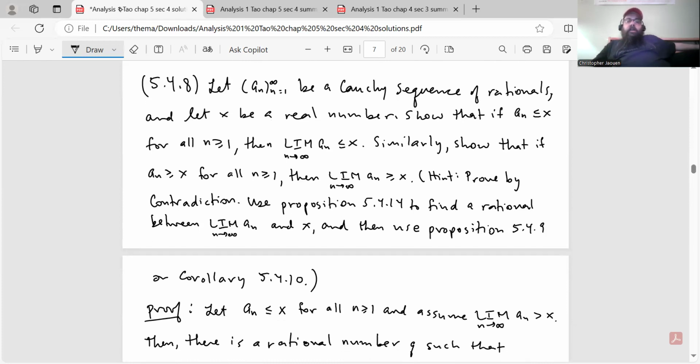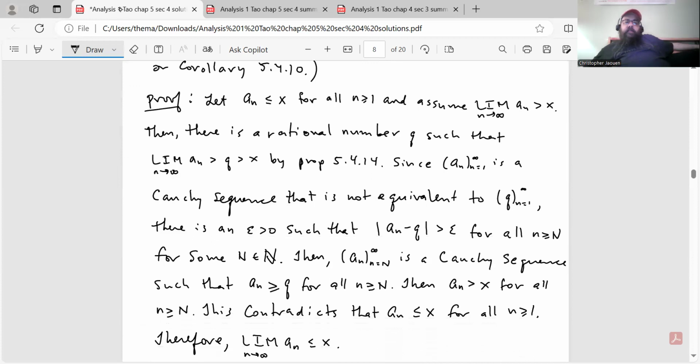Okay, just two more questions for this section. 5.4.8 asks us to prove this statement here. Let a_n be a Cauchy sequence of rationals and let x be a real number. Show that if a_n is less than or equal to x for all n greater than or equal to 1, then the formal limit of a_n is less than or equal to x, and similarly show that if a_n is greater than or equal to x for all n greater than or equal to 1, then the formal limit of a_n is greater than or equal to x. He gives a hint here, which I'll read out: prove by contradiction. Use proposition 5.4.14 to find a rational between the limit of a_n and the number x, and then use proposition 5.4.9 or corollary 5.4.10. So that's what I did.